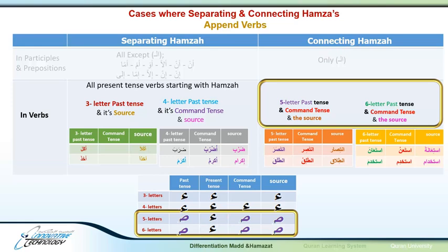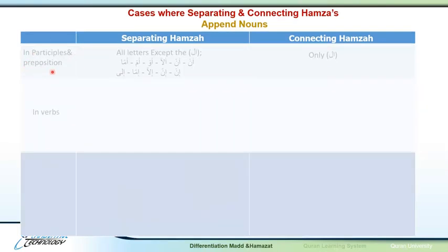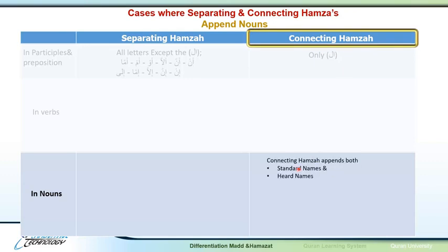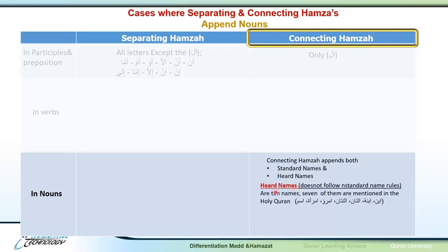Now that we have covered the participles and prepositions and verbs, we're left with the nouns. We'll start with the connecting hamza appended to nouns. Connecting hamza appends to both standard names and heard names. Arabic nouns could be one of 2 types, standard or heard. We'll start first with the heard names, those names that do not follow any standard name rules. There are 10 such names in Arabic, where only 7 of those 10 are mentioned in the Holy Quran.